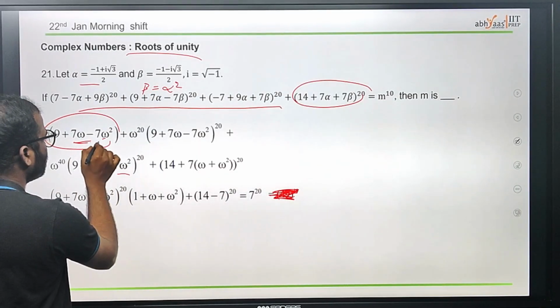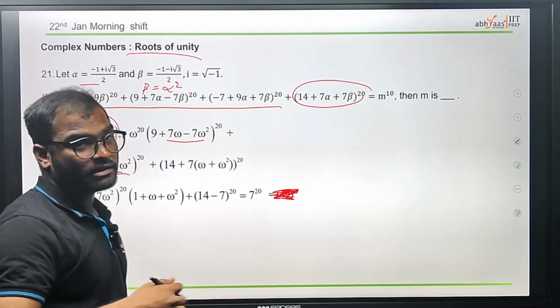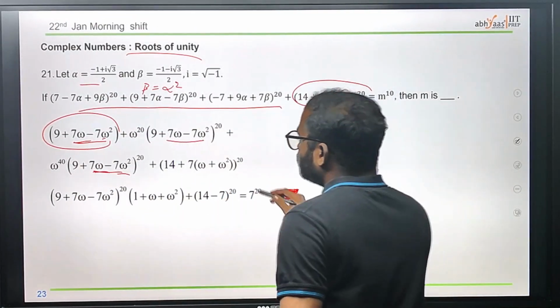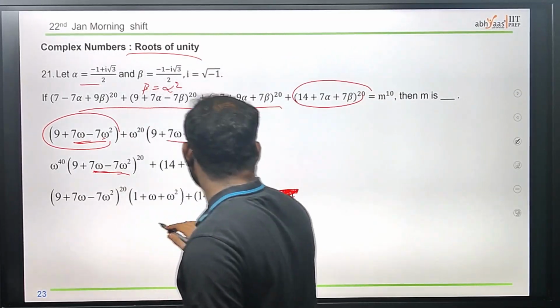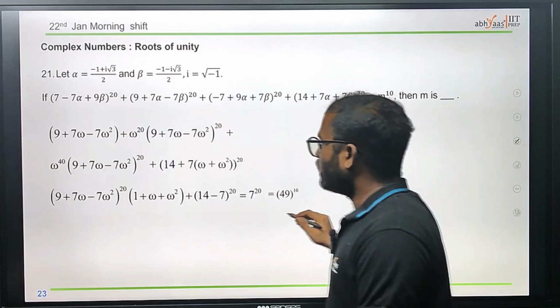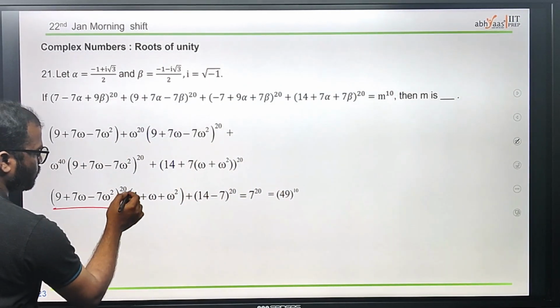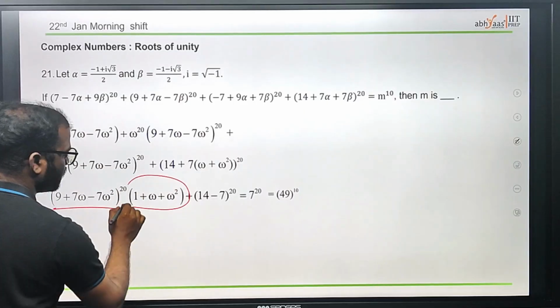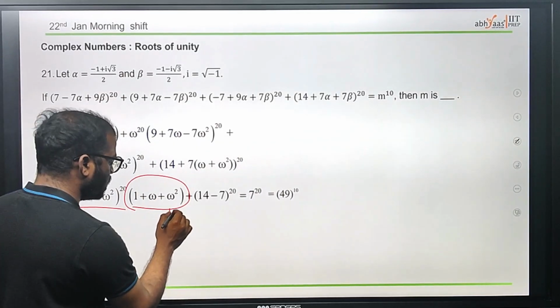If we see here, we got 7 omega minus 7 omega square, and this is as well. We just take the common factor from this, as all of these are similar. By taking the common factor we get this situation. This will be like (9 plus 7 omega minus 7 omega square) power 20. If we take the common factor, we will have 1 plus omega square. This one will be equal to 0.